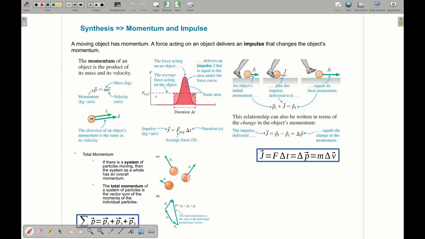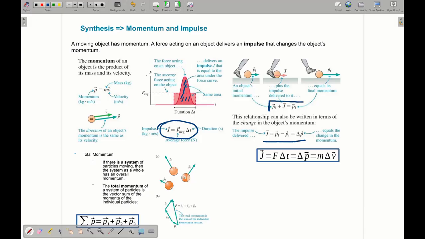Altogether, the summary is: if we apply a force to an object, we apply an impulse, and that impulse is equal to the average force we apply times the time for which we apply it. If we have a force versus time graph, the area under it is equal to impulse. Second idea here is impulse causes a change in momentum, so impulse is equal to delta p, change in momentum, or final momentum minus initial momentum. Keeping in mind, momentum is a vector.